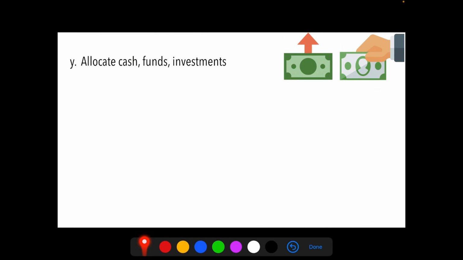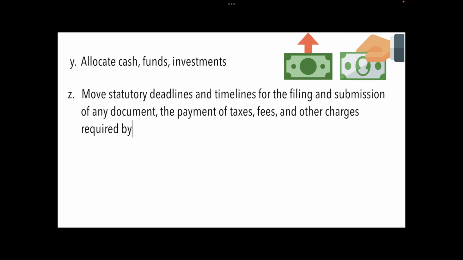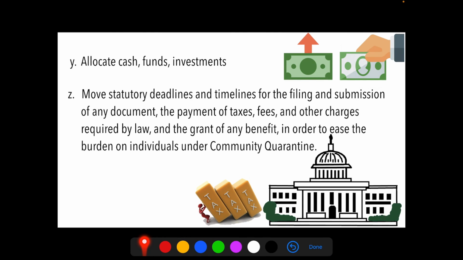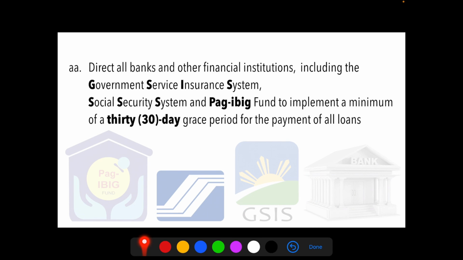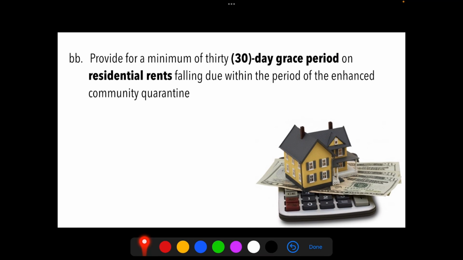Next, allocate cash, funds, investments, including unutilized or unreleased subsidies and transfers. And also move statutory deadlines and timelines for the filing and submission of any documents, the payment of taxes, fees, and other charges required by law, and the grant of any benefit in order to ease the burden on individuals under community quarantine. Also, direct all banks and financial institutions, including the GSIS, SSS, and Pag-ibig Fund, to implement a minimum of 30-day grace period for the payment of all loans. And also, provide for a minimum of also 30-day grace period on residential rents falling due within the period of the enhanced community quarantine.